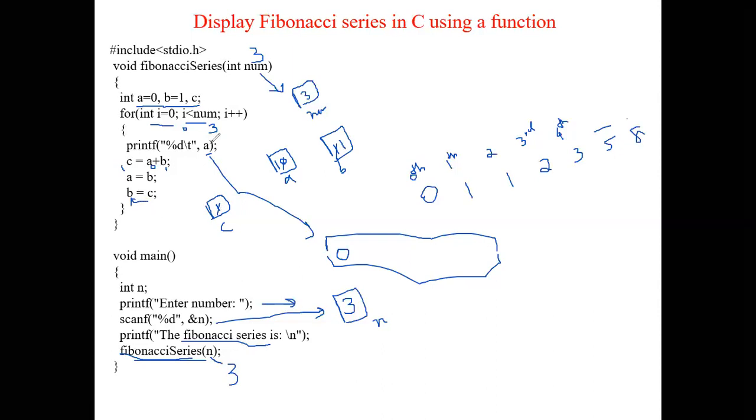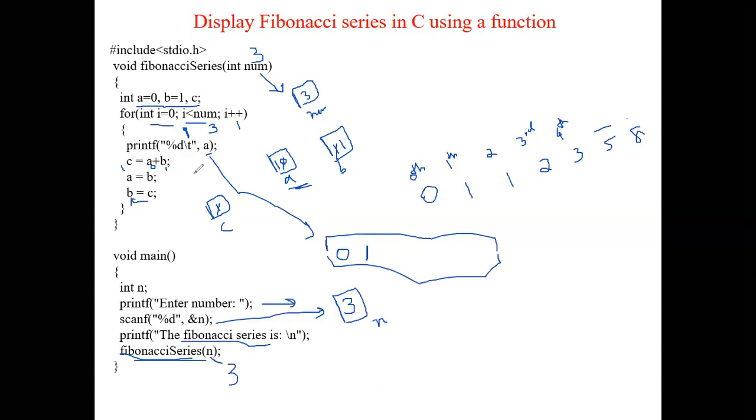And then increment the value of I. I will become now 1. 1 is less than 3. Yes, condition is true. Display the value of A. What is the value of A? A is 1. The next Fibonacci number.